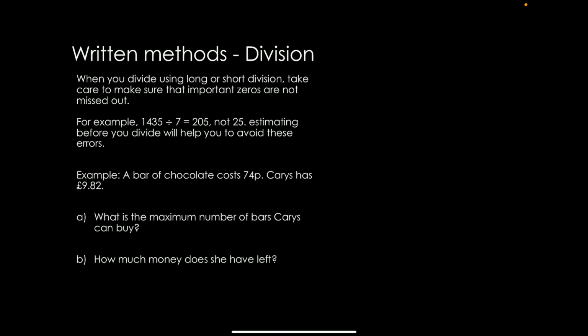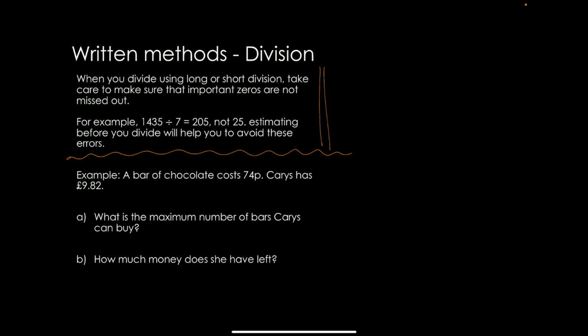Okay, so I've got another example here of division, except this time we're just looking at this example below here. This is the same information I've already talked about. This example down here says that a bar of chocolate costs 74 pence and Caris has £9.82. What is the maximum number of bars that Caris can buy and how much money does she have left?